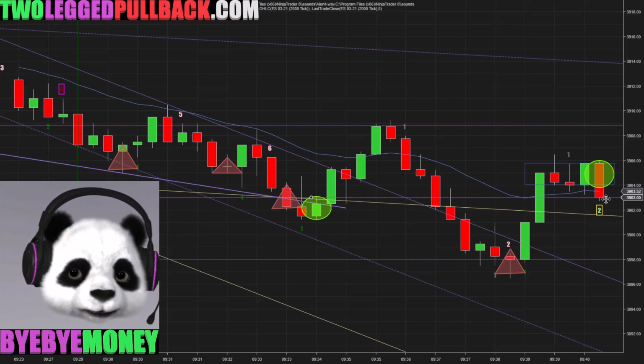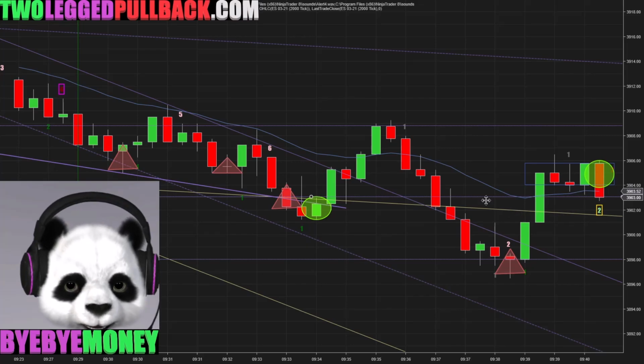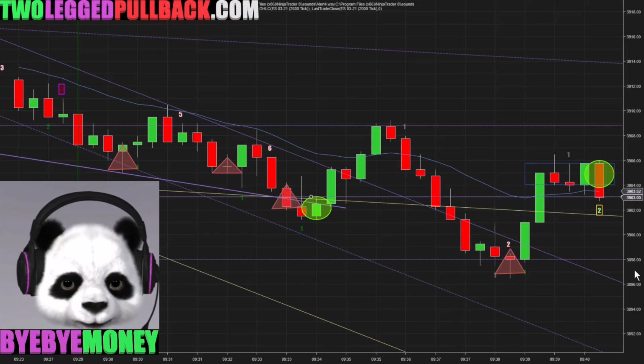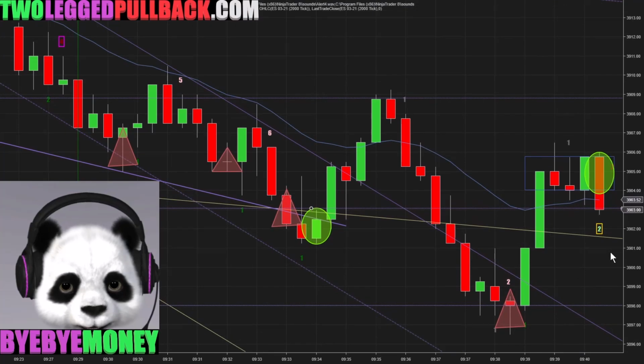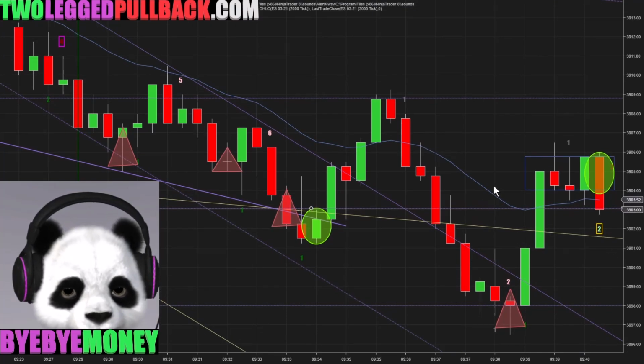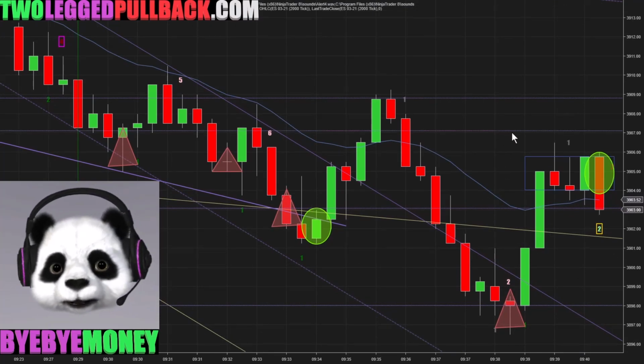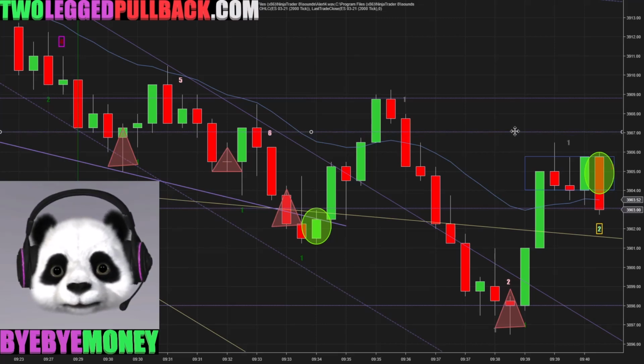If we were to enter here, I would like a retracement back to the bottom of this candle. And we'll have a 4-point stop loss here. The 3,000s. So zeros, 1, 2, 3, 4. Stop, 4-point stop loss would be right here.